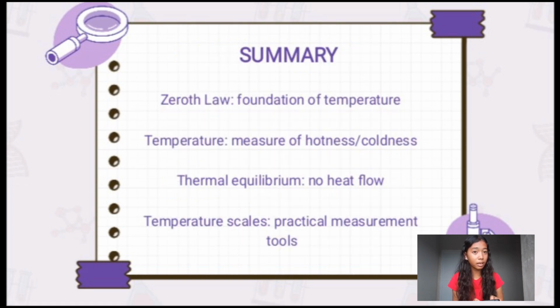So to sum it all up, the zeroth law is the foundation of temperature. Then temperature measures how hot or cold something is. The thermal equilibrium means no heat flow. Then temperature scales help us measure things accurately.